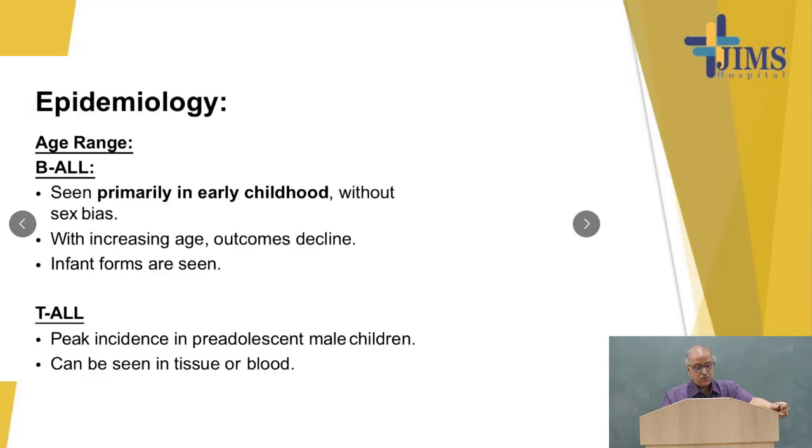Epidemiology: B-ALL is seen primarily in early childhood without sex bias, that is, it may occur in males or females. With increasing age, outcome declines, and infant forms are also seen. T-ALL has a peak incidence predominantly in male children, and can be seen in the tissue or blood.